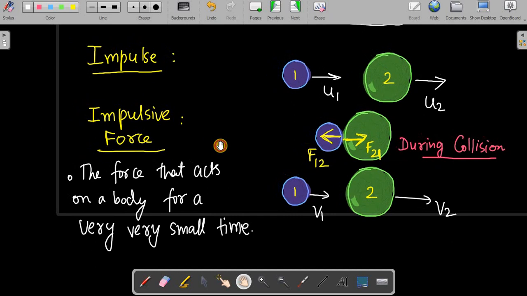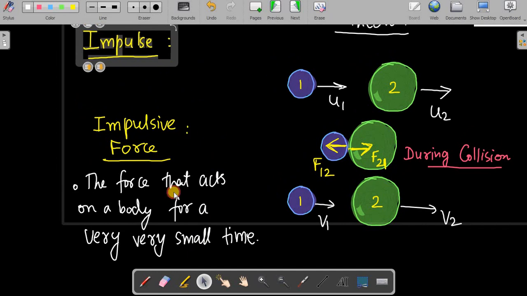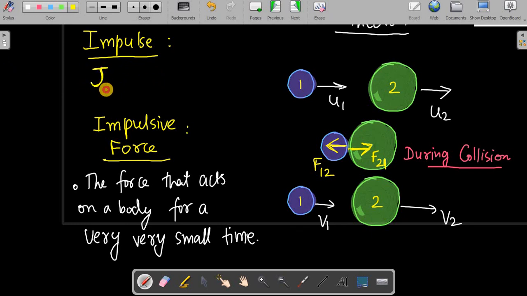Now, what is impulse? Impulse is defined as, we can give a symbol for impulse, let us say J. J is linear impulse because we are talking about linear impulse, and obviously it's a vector quantity. Here I am not putting it as a vector because it's one dimension. In two or three dimensions we can put it as a vector.